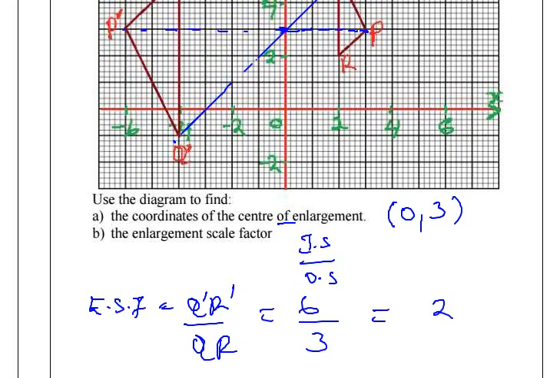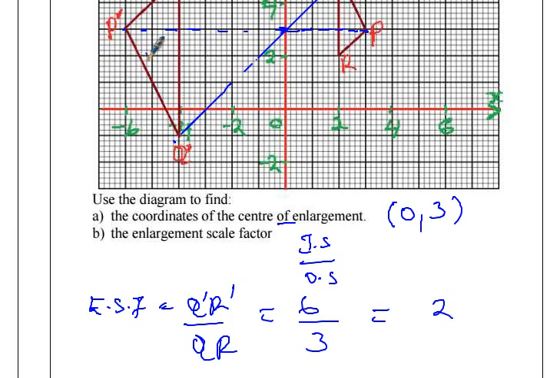Is that our final answer? No, one more thing to go. When you look at these two, you will see that this is our center of enlargement. The object is on this side and the image is on the other side.